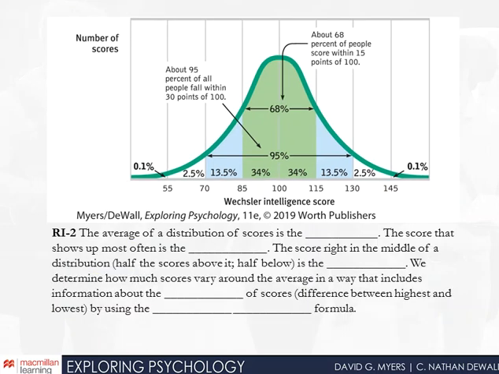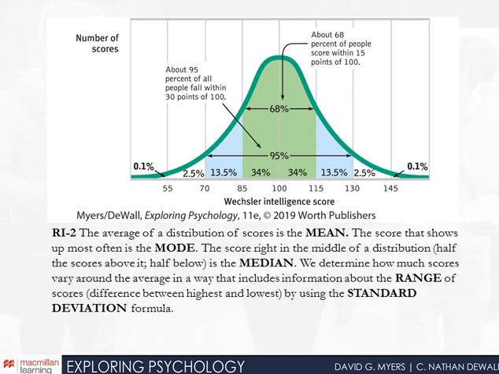So here, let's look at this again based on the measures of central tendency, which we've already gone over. The average of a distribution of scores is the blank. What is it? The score that shows up most often is the blank. The score right in the middle of a distribution, half of the scores above, half below, is the blank. We determine how much scores vary around the average in a way that includes information about the blank of scores by using the blank blank formula.